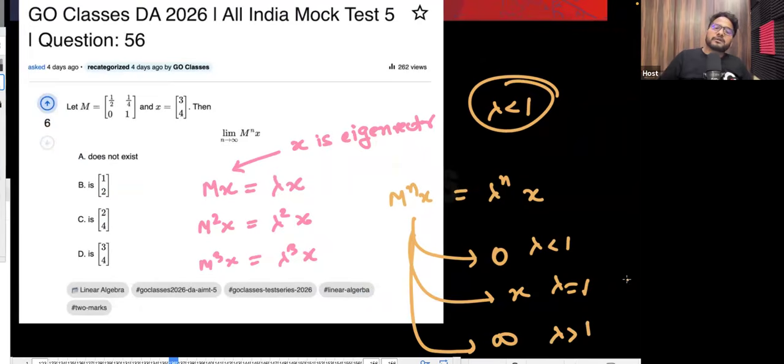See, if x is an eigenvector, then finding out this limit was very easy, right? If x is an eigenvector, it depends on the corresponding eigenvalue. But here, this x is actually not an eigenvector. So if x is not an eigenvector, then what can we do? The eigenvalues we know, right? We can find out the eigenvectors, and then we can represent x as a linear combination of the eigenvectors. Okay, some linear combination of the eigenvectors. So how will it help you?